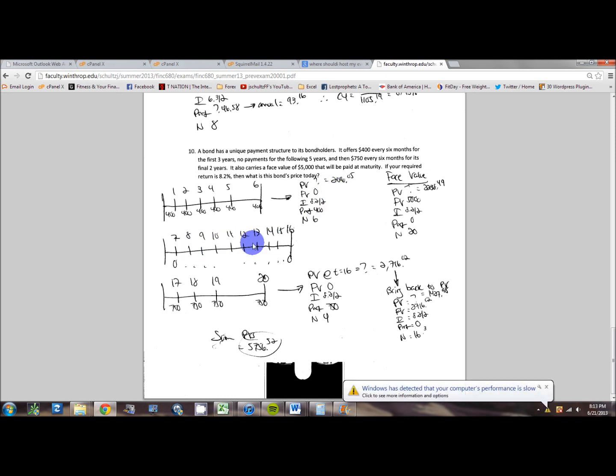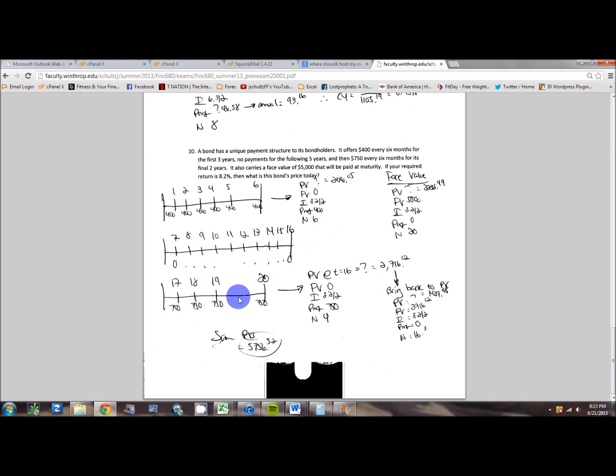Now, this middle component, you're literally not going to do anything with, because you're not getting anything. There are no payments that occur here. We could find the present value of this, but it's just going to be 0 because nothing happens. So we can skip right down to this annuity.